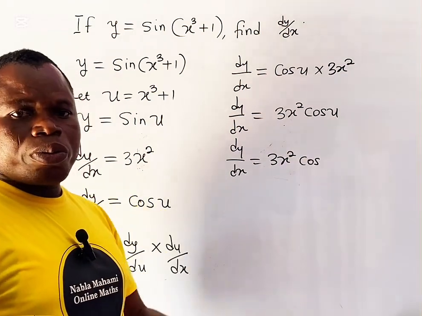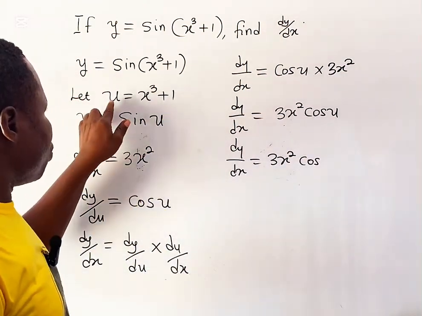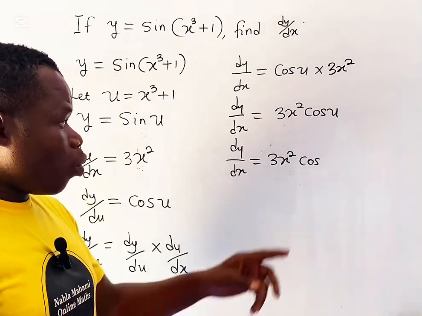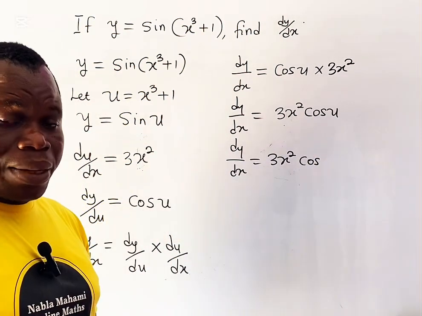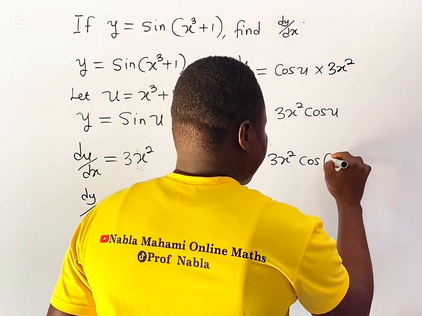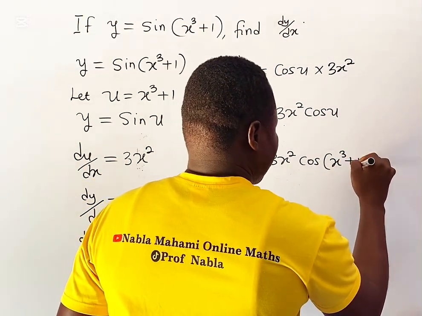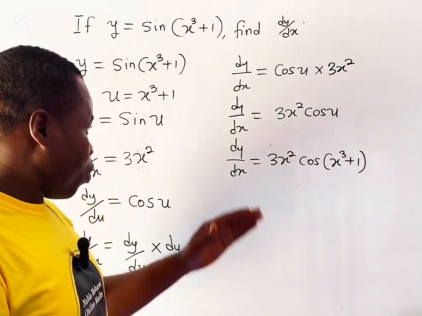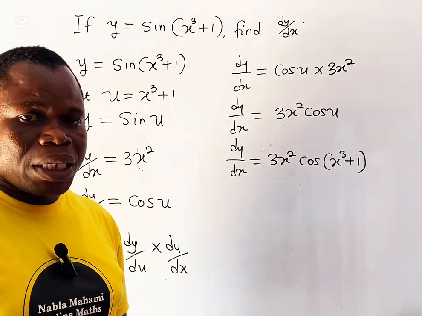This u, from the beginning, we said u should be equal to x cube plus 1. I will now take u out and put x cube plus 1. So this will give me 3x squared cos of (x cube plus 1). So if this is a theory question, this is how you solve it for your marks.